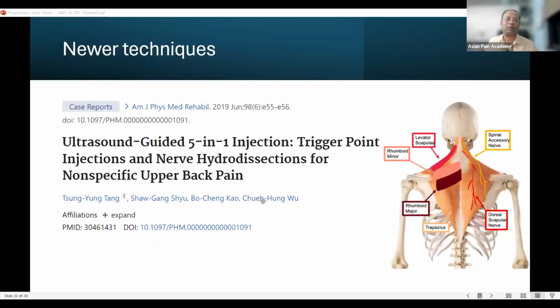That's why in the upper back, the 5-in-1 injection is a new injection that is nowadays practiced. What it does is hydrodissection at 2 planes and hydrodilatation of 2 nerves. So 2 planes, 2 nerves and 1 muscle. Okay, so 5 injections are given in this method. The main summary is that not only the muscle, maybe the fascia is also the source of pain.